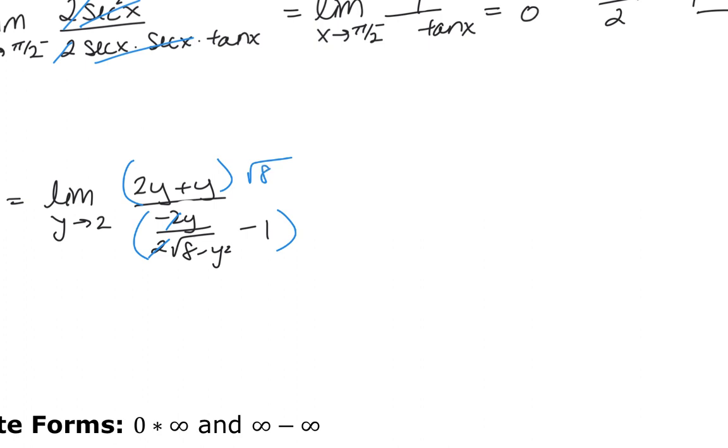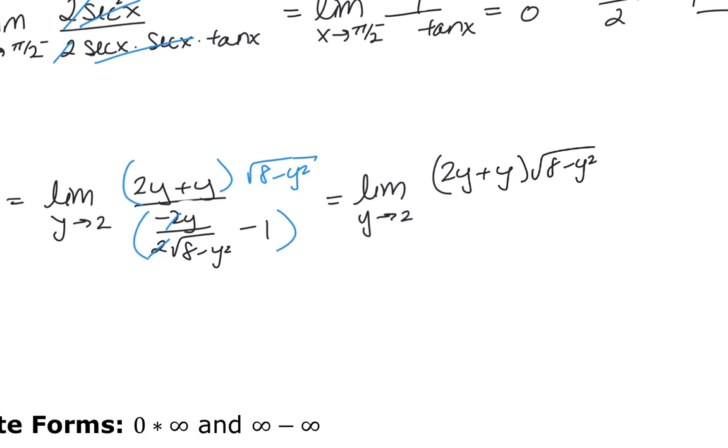The square root of 8 minus y, the quantity squared. And the reason I'm doing that is because of this fraction. It's a complex fraction, a fraction within a fraction. So I'm going to get the limit as y approaches 2 of 2y plus y, and then I'm going to have the square root of 8 minus y squared. In the denominator, I'm going to get negative y minus the square root of 8 minus y squared.